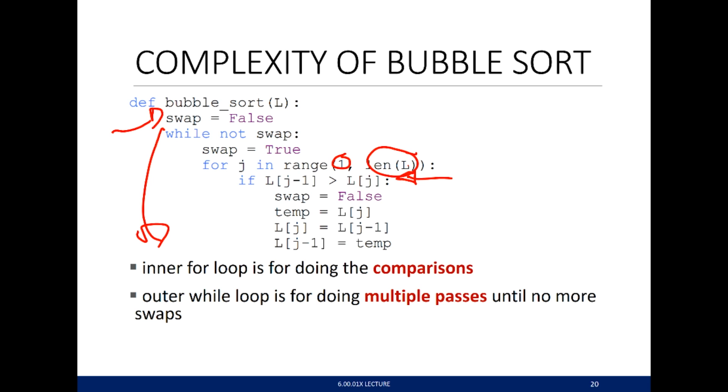And if in fact I have a case where the element I'm looking at is bigger than the next one, I set the flag to false and I do a swap. And then I go back and do it again. So that inner loop's doing the comparisons. The outer while loop is going to be used for multiple passes until there's nothing left to be swapped.